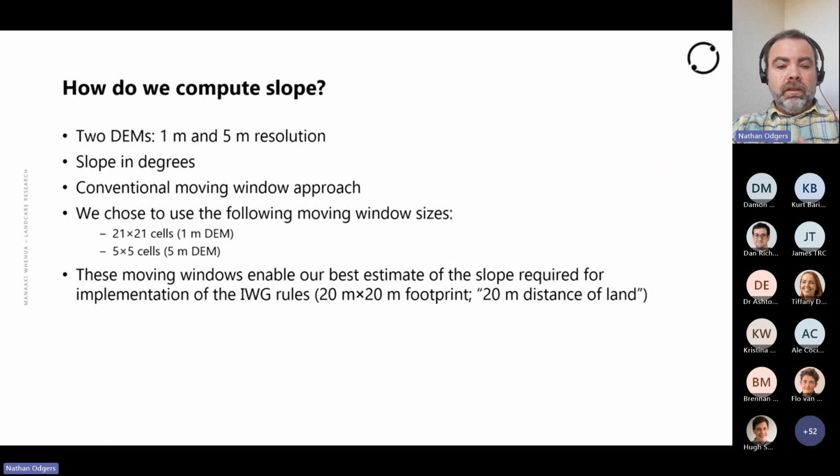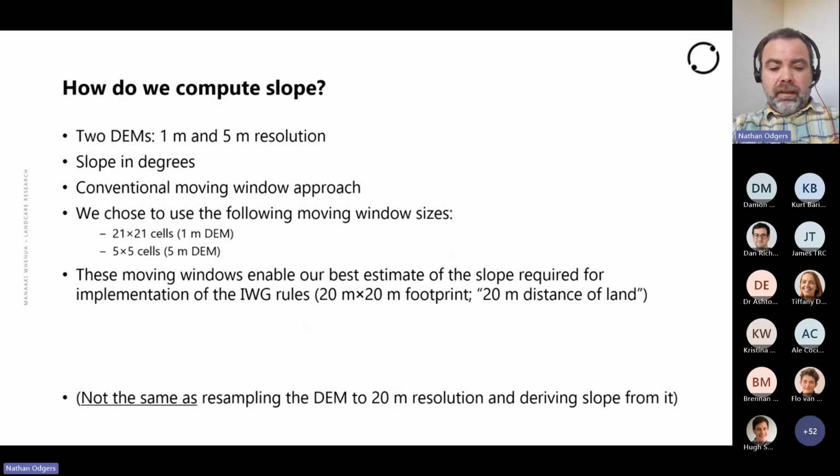And on the 1 meter elevation model, that means using a moving window of about 21 by 21 grid cells. On the 5 meter elevation model, that means a moving window of 5 by 5 grid cells.